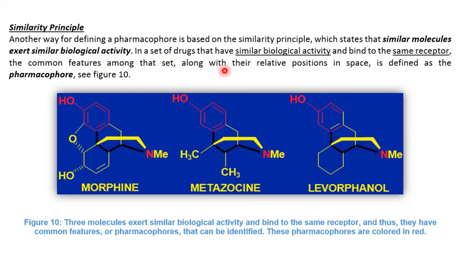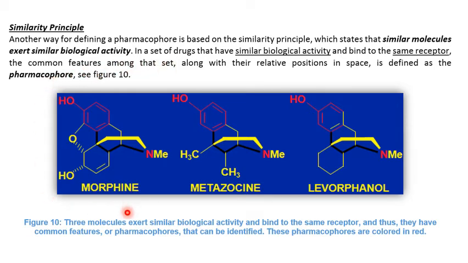Another way of defining the pharmacophore for a number of active drugs is using the similarity principle. What the similarity principle states is that drugs that have similar biological activities and bind to the same receptor should have common features among them. These features are defined as the pharmacophore.